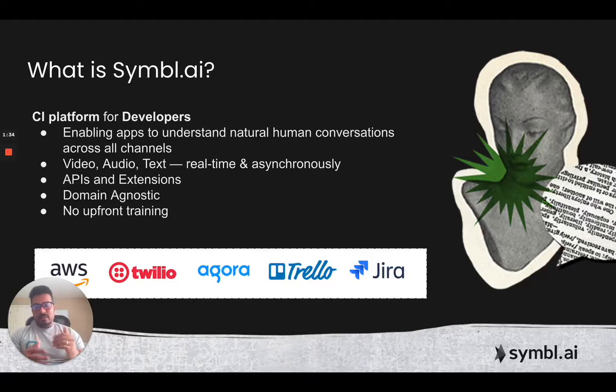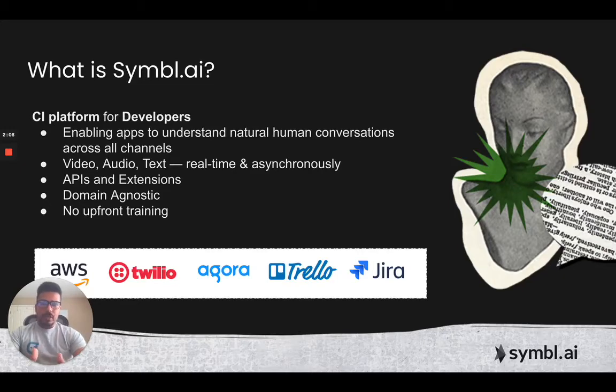The second thing is we work in real time as well as asynchronously. When I say asynchronously, it means post-processing. If you have any recorded audio, video, or any sort of conversation, you can send it to Symbl, and Symbl can process it. The other thing is that we are an API-based platform. We don't sell business to business, so basically we are for developers. We are here to help developers. So if you have a knack for building applications, Symbl is the platform for you.